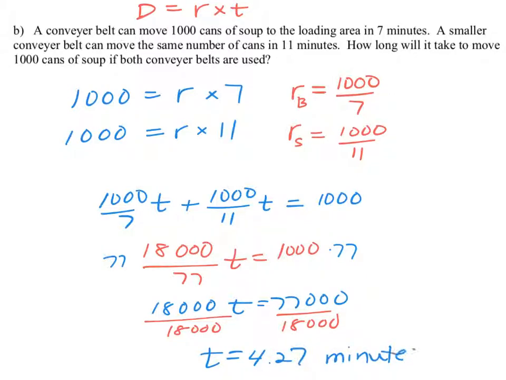So it makes sense that if the first conveyor belt takes 7 minutes to load and the smaller one takes 11 minutes to load, if they're both used together, then it should load much quicker. So the time is 4.27 minutes.